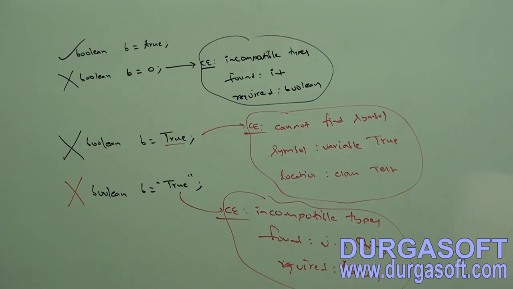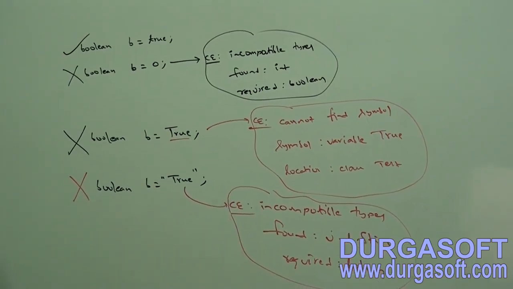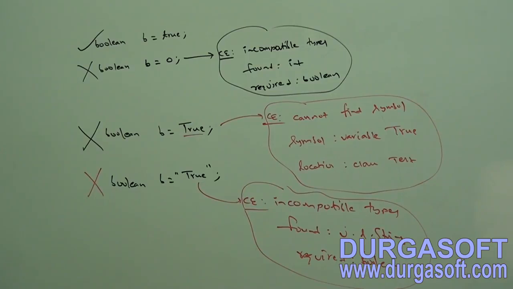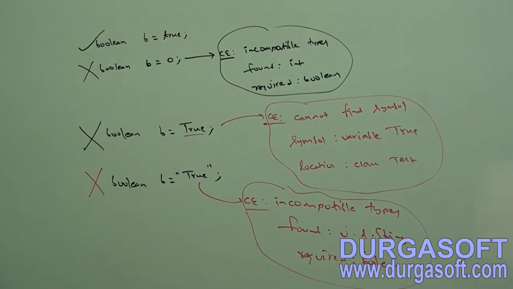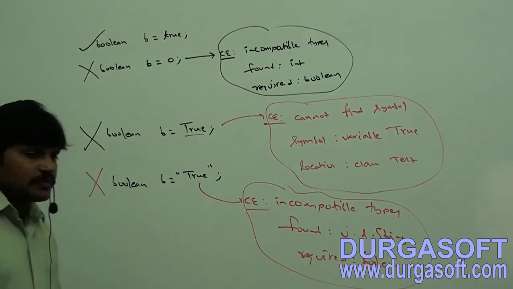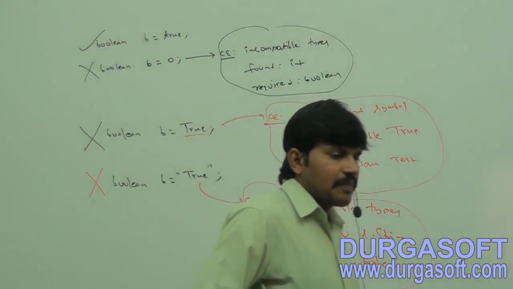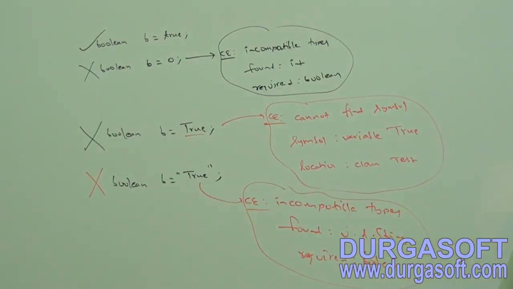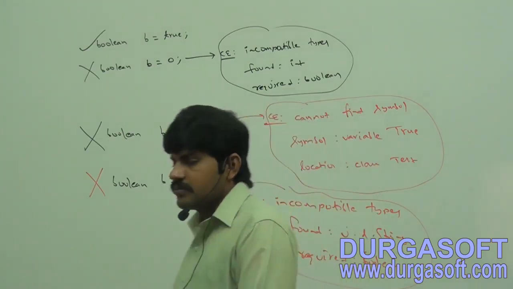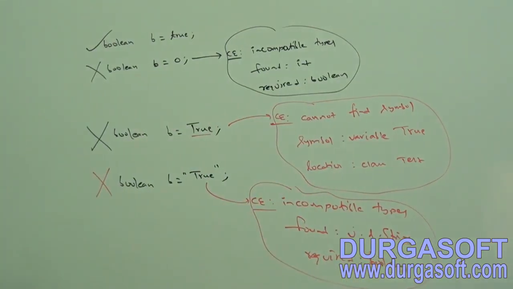Cannot find symbol. Which symbol? Variable true. Location: class test. Next, boolean b is equal to true. Compile time error: incompatible types, found java.lang.String, required boolean. Okay, this is one possibility to ask about the boolean for the exam. Are you getting it, right? Okay.